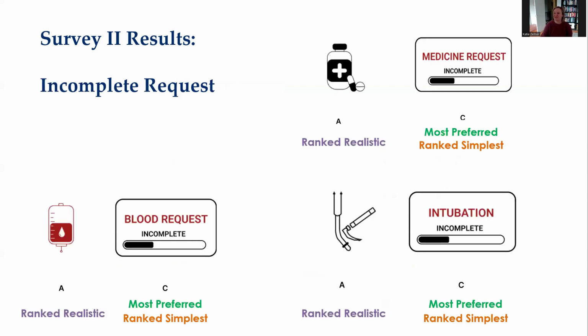For incomplete requests, we didn't compare interpretability as the progress bar icon indicated its meaning via text, but interpretability scores for icon A were high. Here we see that although participants thought the graphical icon versions were realistic, they preferred the simplicity of the progress bar icons. Those who did prefer the graphical icon versions said that they would be difficult to distinguish from each other at a glance.